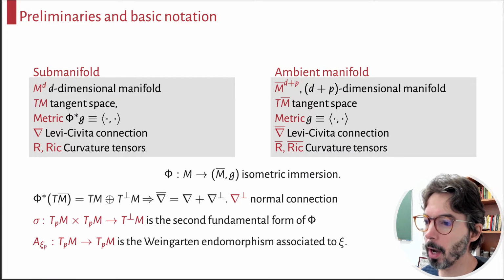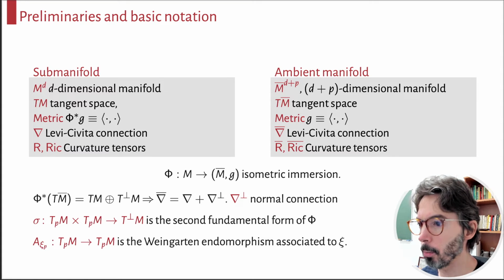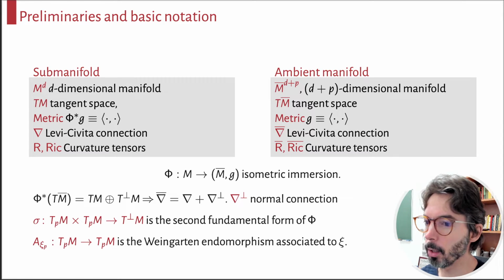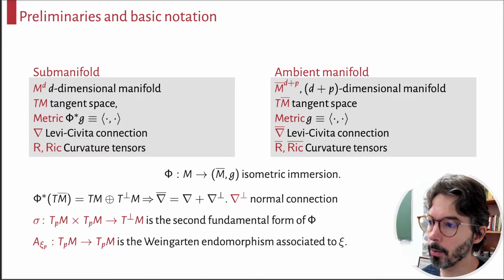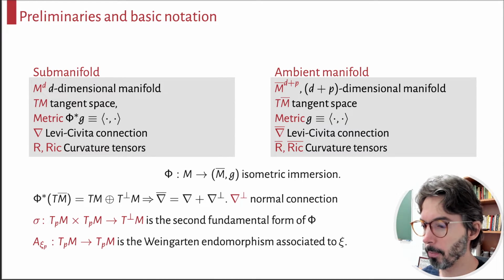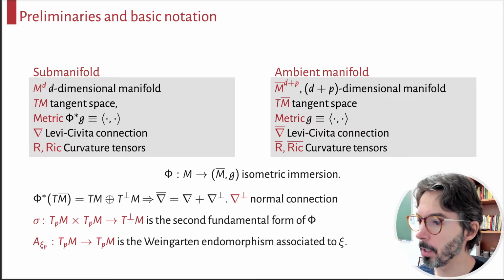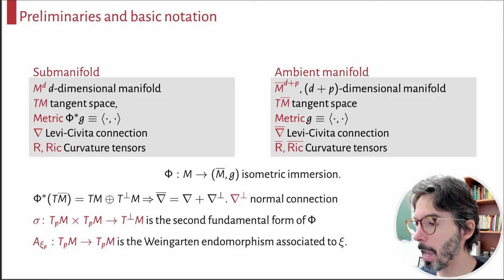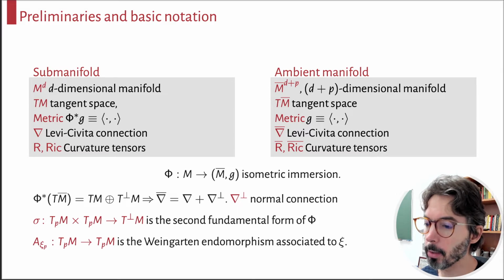If we consider an isometric immersion of our submanifold in the ambient manifold, then the induced tangent bundle is orthogonally decomposed in the tangent and normal components, as well as the Levi-Civita connection that is also decomposed in the Levi-Civita connection of the submanifold and the normal connection. Sigma will denote the second fundamental form, and A will denote the Weingarten endomorphism associated to a normal section psi.